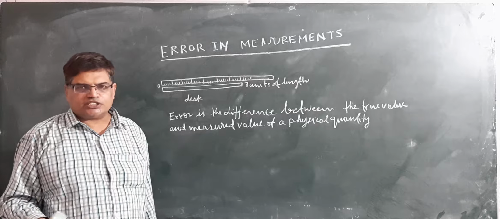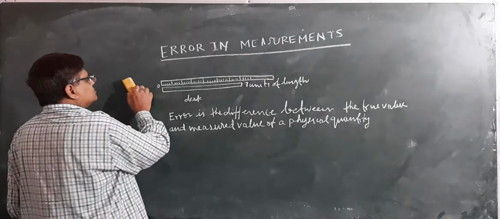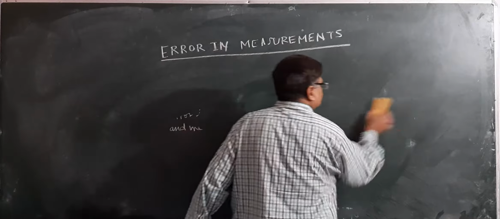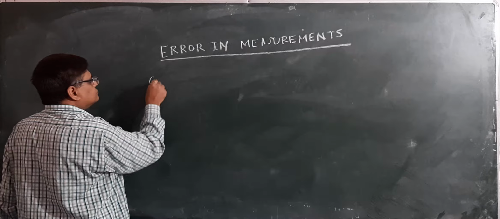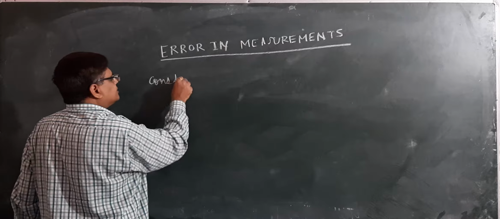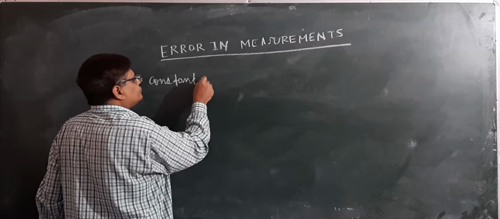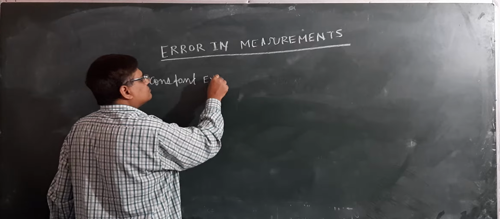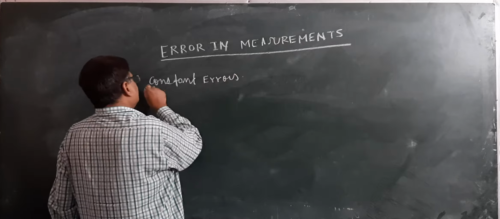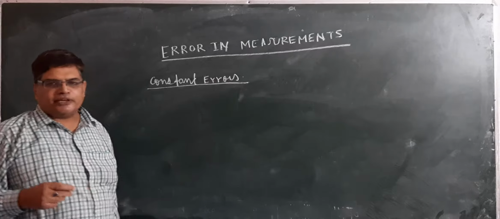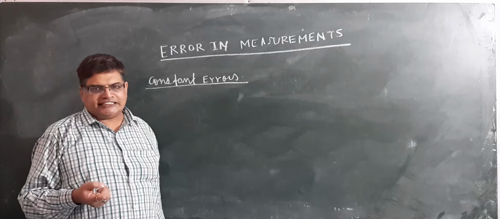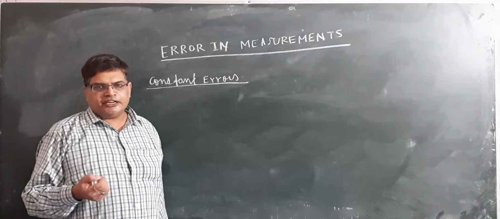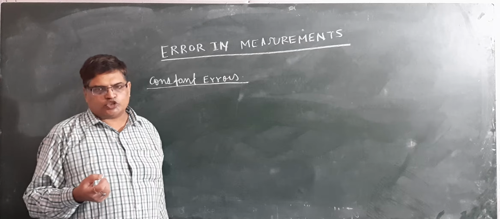First of all is constant errors. Now these errors occur in a particular direction. This error will be repeated in various measurements. So this is basically because of the improper calibration of the instrument.